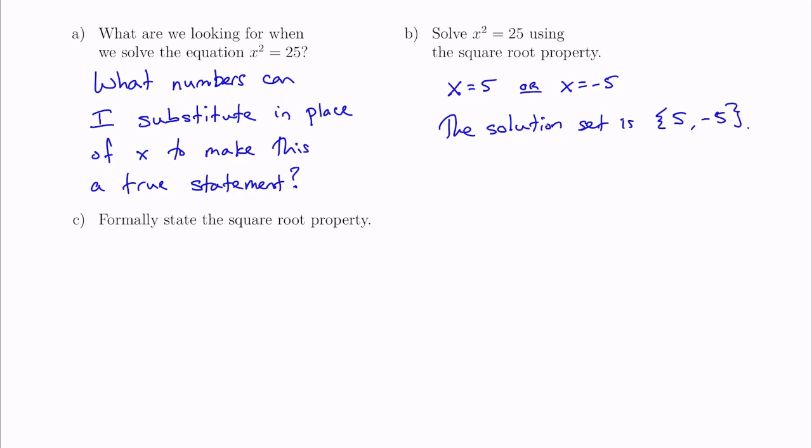In general, the formal statement of the square root property is that if x squared equals k for some value k, then x is either equal to the square root of k or the negative square root of k. That's the square root property. This property does not rely on pure algebra, but it relies on logic. There are two numbers that I could square to end up with k, either a positive square root or a negative square root.